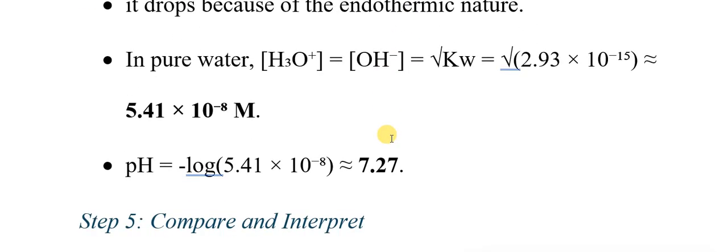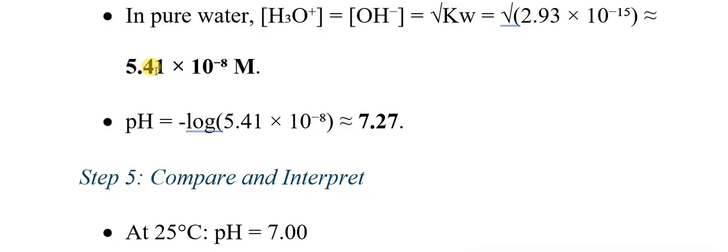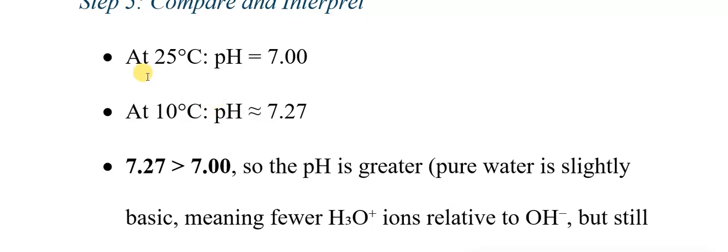The reaction will be reversed. At this point, if we calculate the pH the same way we performed previously, 2.93 times 10 to the power minus 15 is divided into two parts, one for the hydrogen ions and one for the hydroxyl ions. The answer is 5.41 times 10 to the power minus 8 molar. It means the pH at 10 degrees Celsius is 7.27. Finally, at 25 Celsius, pH is 7. At 10 degrees Celsius, 7.27.